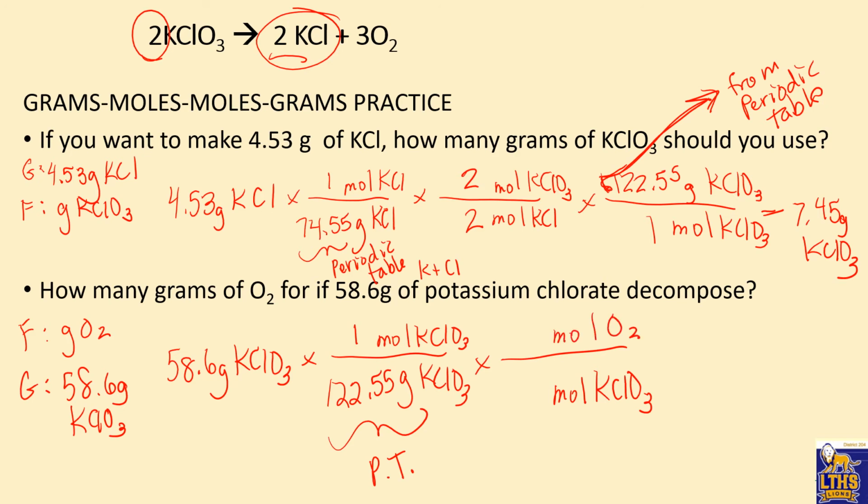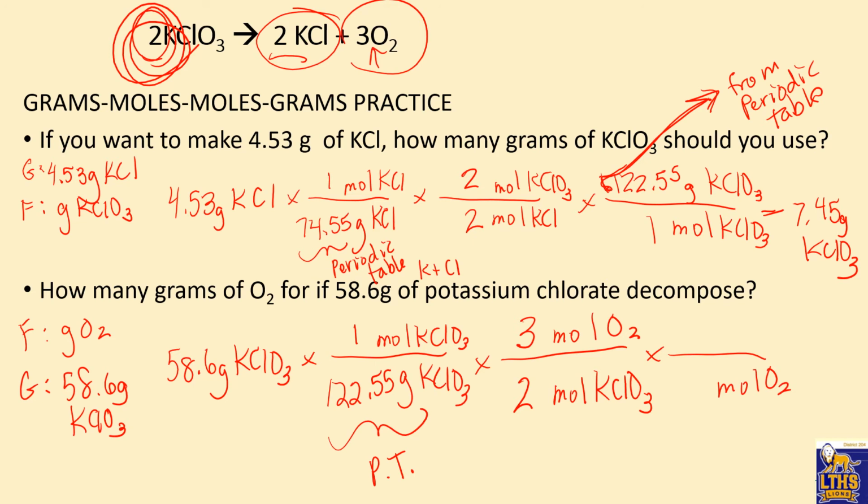Where do I get the numbers when it's moles to moles? Up here. There's a 3 in front of O2. That goes there. There's a 2 in front of KClO3. So that goes there. Then I got to change moles of oxygen into grams of oxygen. Anytime it's the same chemical, then we're going to use the periodic table for moles and grams to change it. 1 mole of O2 goes to 32.00 grams because it's 16 times 2 from the periodic table. And then I do 58.6 divided by 122.55 times 3 divided by 2 times 32, and I get 4.82 grams of O2.